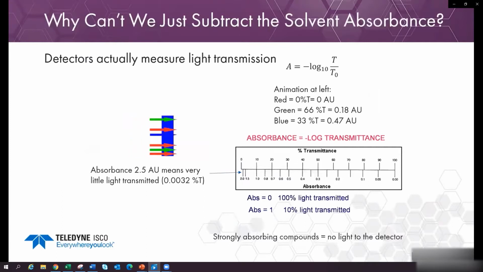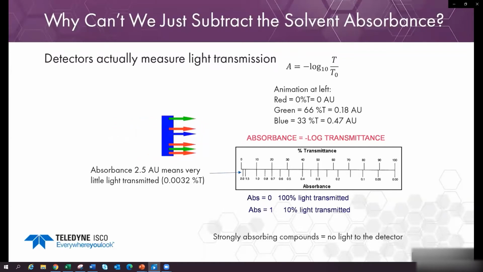T0 is measured after the equilibration on Teledyne ISCO systems before the compound dilutes. T0 is the base transmission. The transmission is also measured during the run. Absorbance is calculated from the transmission data.